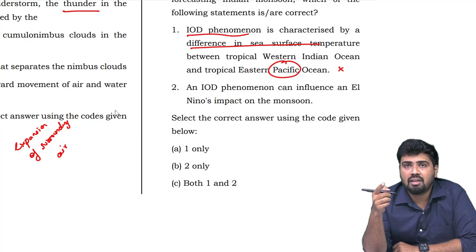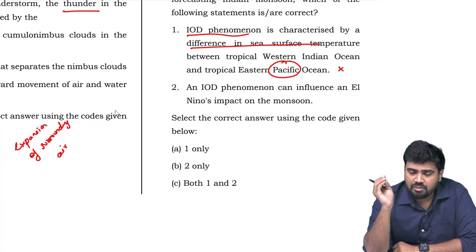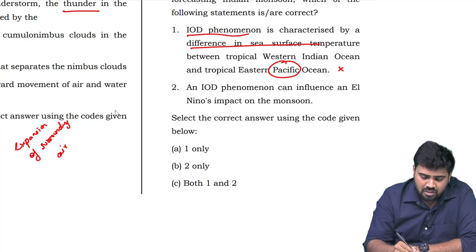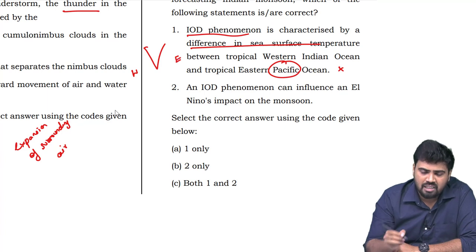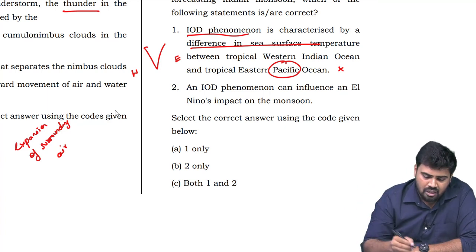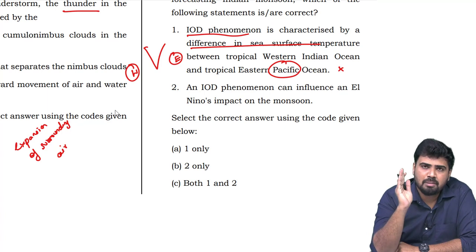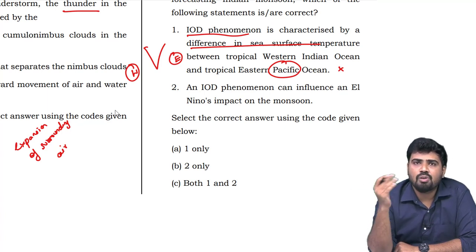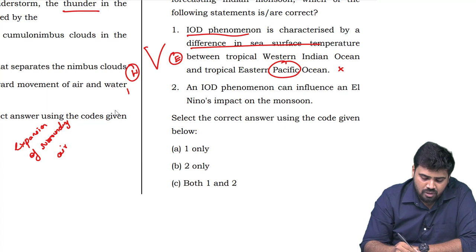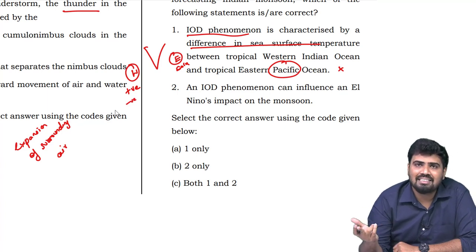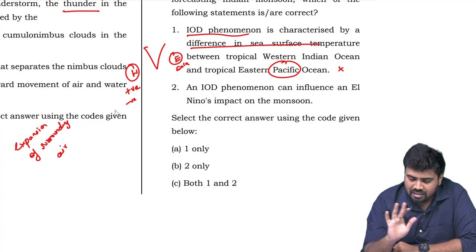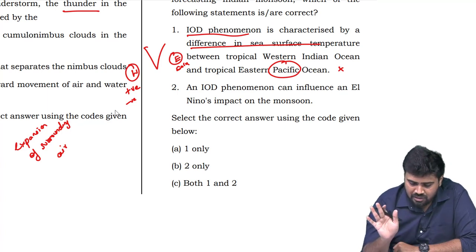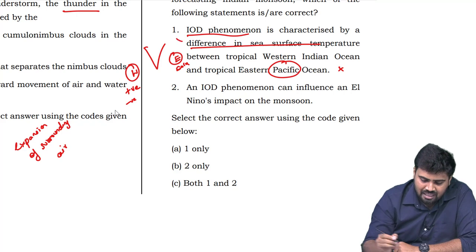See, you can see the same pattern like before. Actually IOD is a phenomenon, a difference in sea surface temperature within the Indian Ocean. For example, consider the Arabian Sea as the western pole and the eastern Indian Ocean as the eastern pole. It is the difference in sea surface temperature between the western pole and eastern pole that we consider as IOD. Positive IOD: western pole will have warmer waters, eastern pole will have cold waters. Negative IOD: western pole will have cold waters, eastern pole will have warm waters. So it is confined to the Indian Ocean, it is not related to the Pacific. So the first option is definitely wrong.